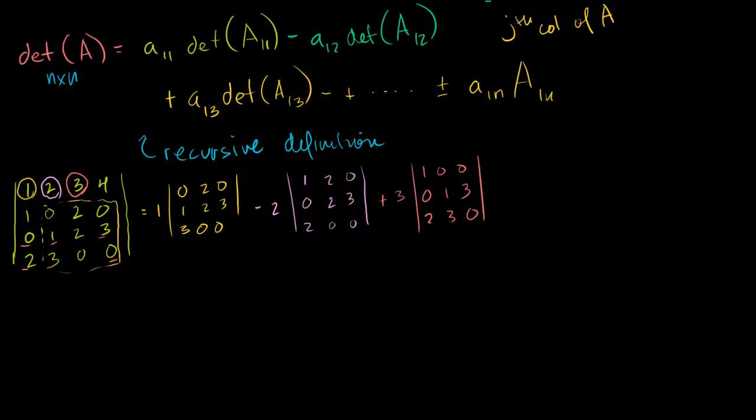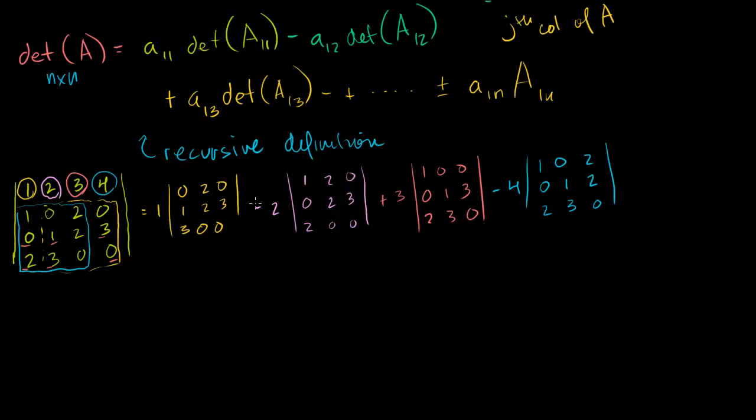One more in this column. Let me switch to another color. I haven't used the blue in this yet. So then I'm going to do a minus 4. Remember, it's plus, minus, plus, minus. 4 times the determinant of its submatrix. That's going to be that right there. So it's 1, 0, 2, 0, 1, 2, 2, 3, 0. Just like that. And now we're down to the 3 by 3 case.